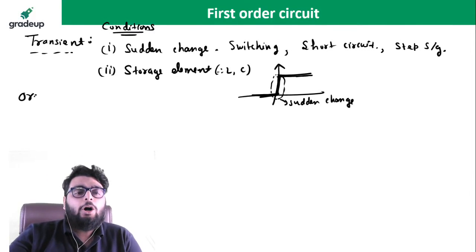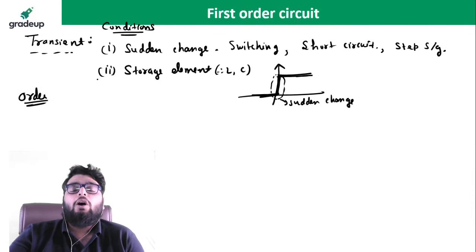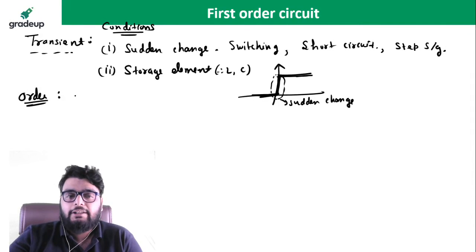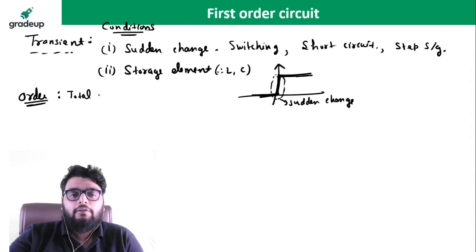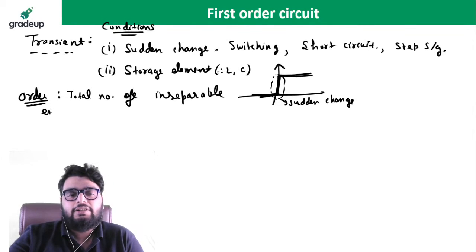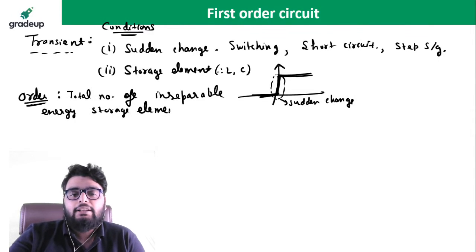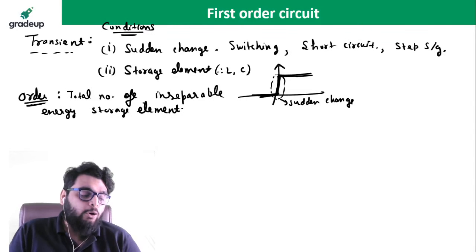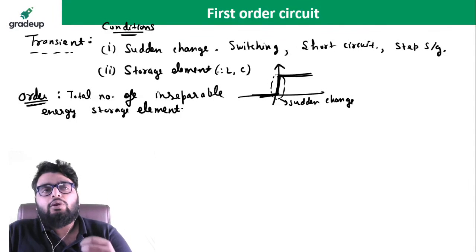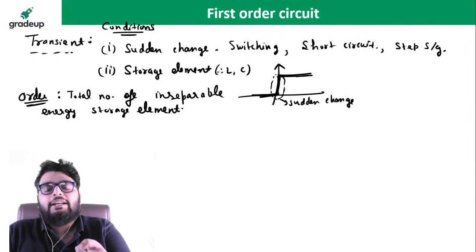Next, order of a circuit. What is the meaning of the order of a circuit? The order of a circuit is the total number of inseparable energy storage elements. The total number of inseparable energy storage elements is known as the order of a network. So the order of a network tells you how many energy storage elements your circuit has.